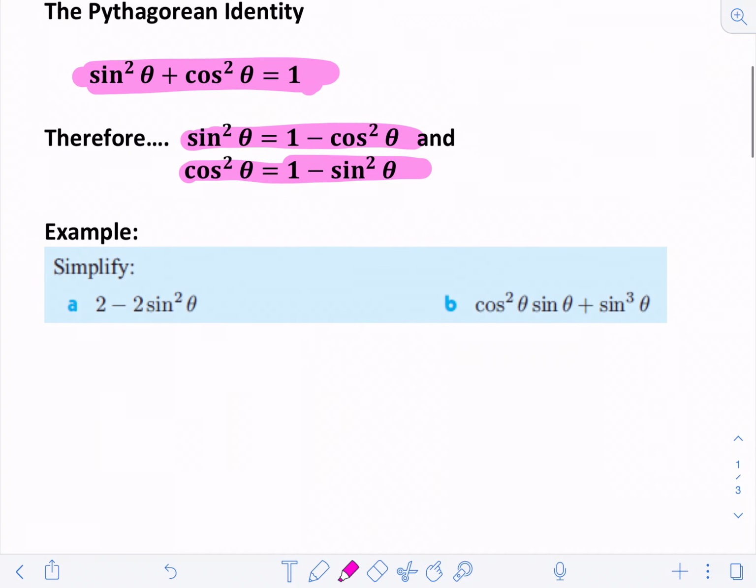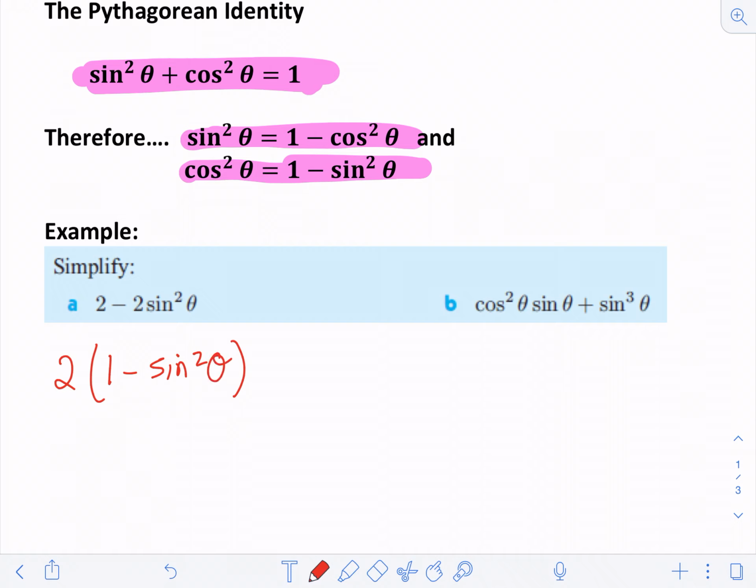This first one, I have 2 minus 2 sine squared theta, and I want to rewrite this, maybe combine it as a single term. So how would I do that? Well, first of all, is there something I can factor out? I can factor out a 2, and that's going to leave me with 1 minus sine squared theta.